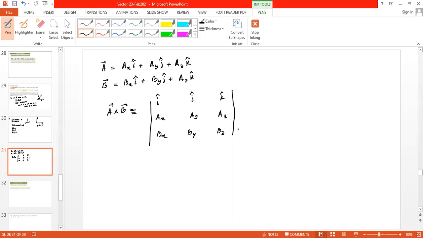Is it okay with you? And then I have to find the determinant. That's it. So this is basically equal to i. When considering i, I have to take these two, this circle. That is AY BZ minus AZ BY. Right? And then for j, I have to say minus j.